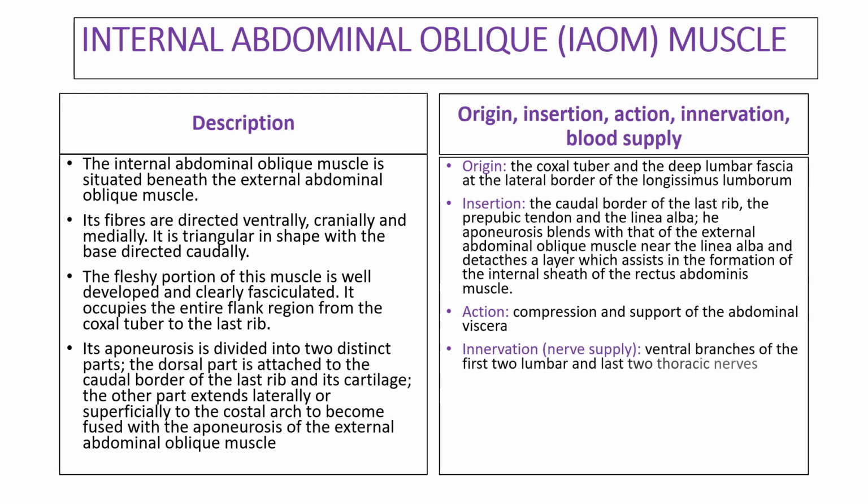The nerve supply to this muscle is via the ventral branches of the first two lumbar and the last two thoracic nerves. It receives blood supply from the lumbar arteries, the cranial branch of the deep circumflex iliac artery, and also from the dorsal intercostal arteries. So that is the brief anatomy of the internal abdominal oblique muscle.